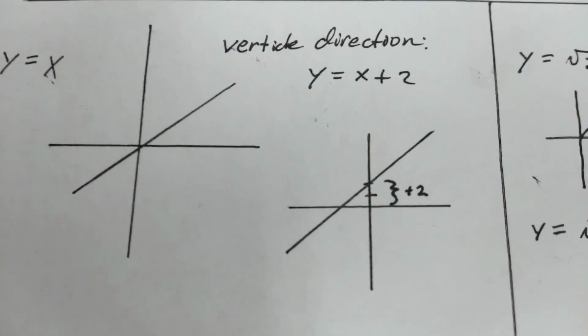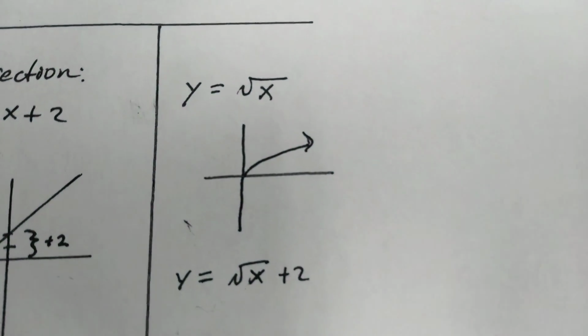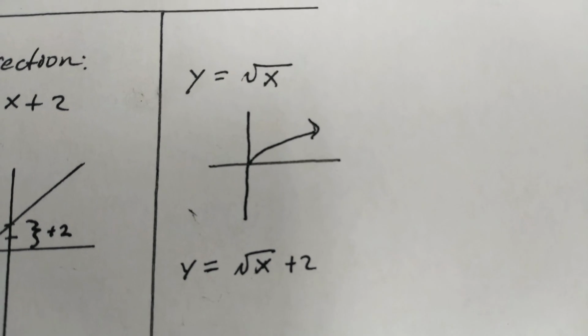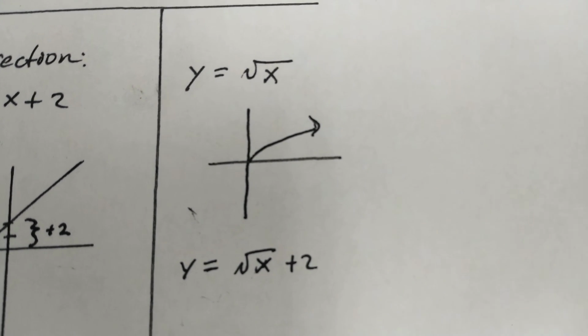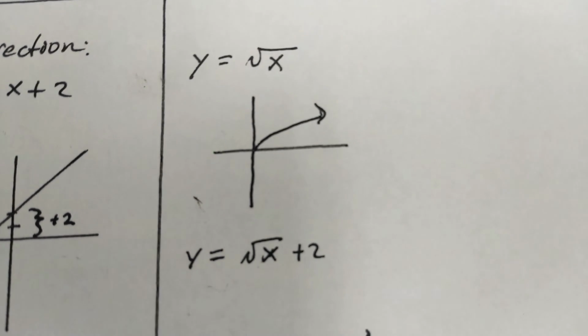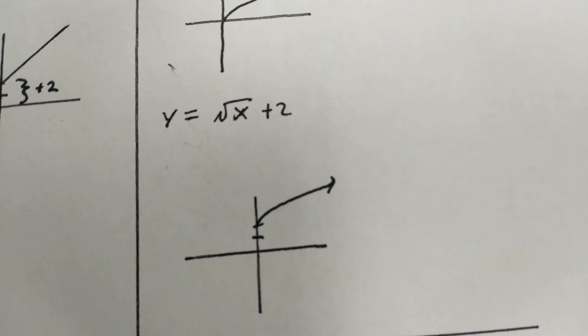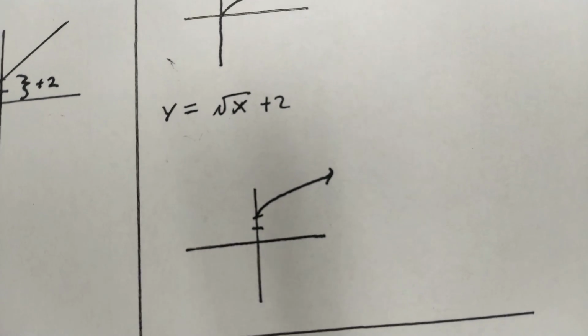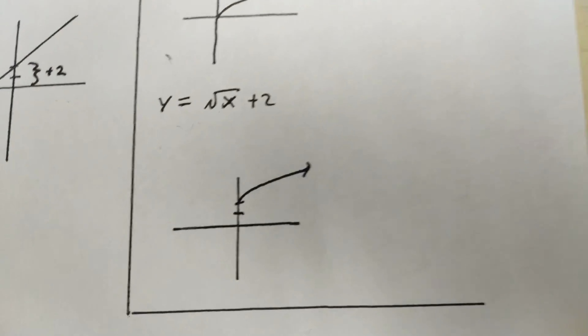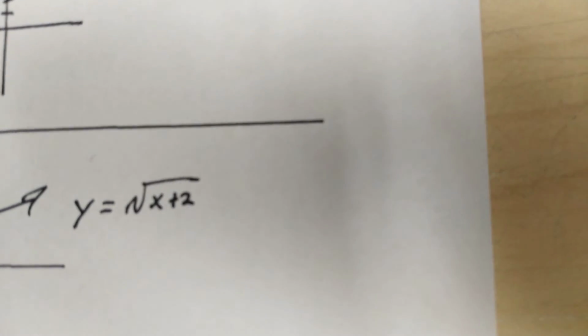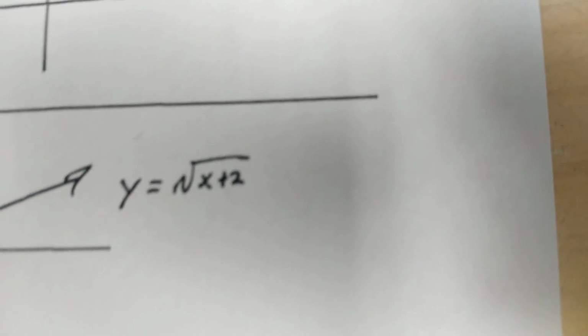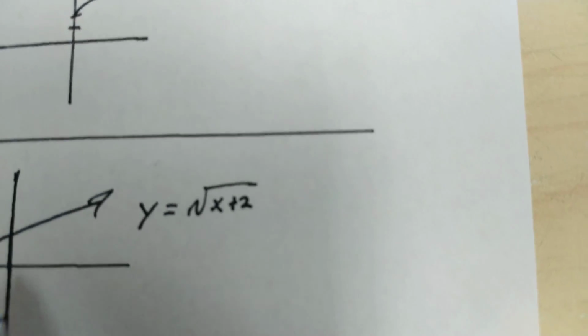If I look at the same idea with y equals the root of x, I can translate this graph, y equals the root of x plus 2, by putting a plus 2 on the outside of it. Now, what would happen if I were to put that plus 2 inside the same equation, y equals the root of x plus 2, so it's underneath the root sign?